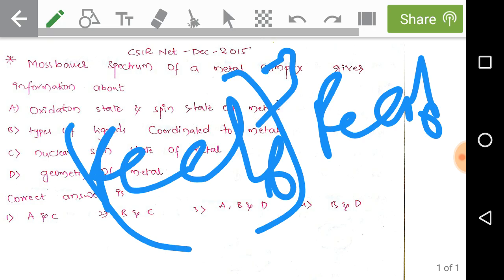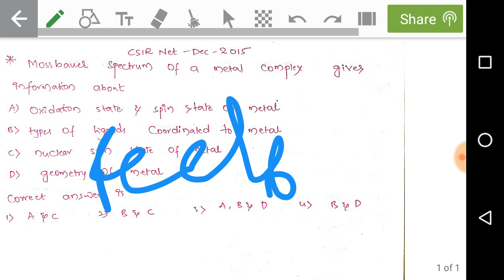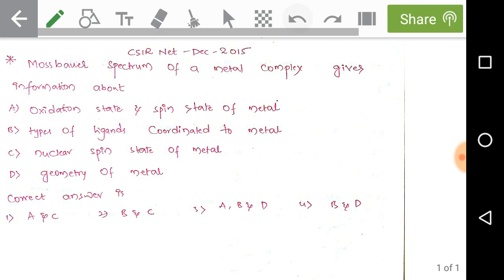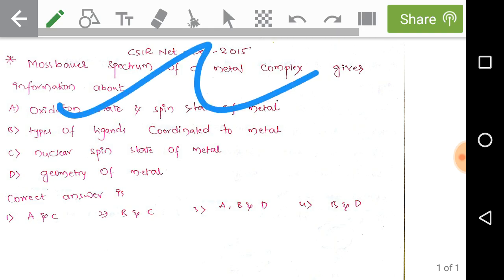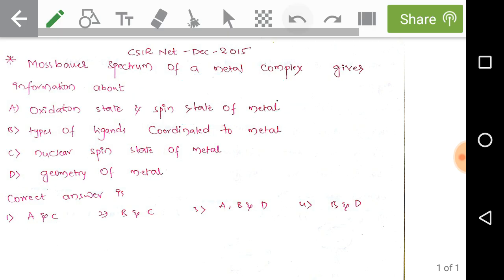In that condition we may observe, based on symmetry of the given complex and the symmetrical distribution of electrons in the d orbital of the particular metal, we may decide oxidation state and spin states of metals. Here spin state of metal is just based on the type of ligand which is coordinated to the metal. So that also defines the particular line in the Mössbauer spectrum for the given metal complex.